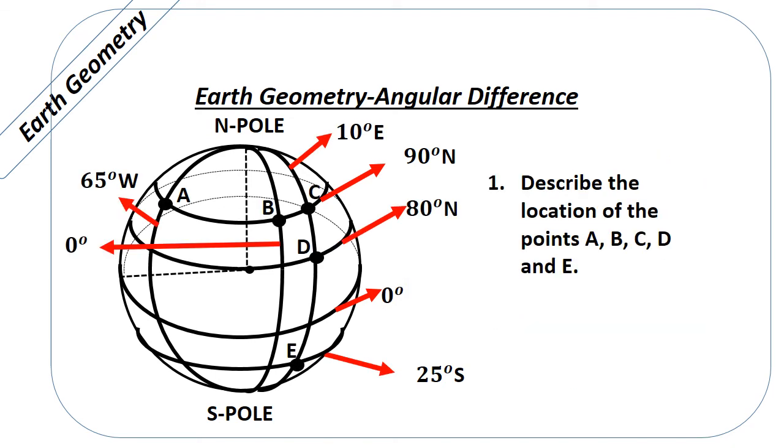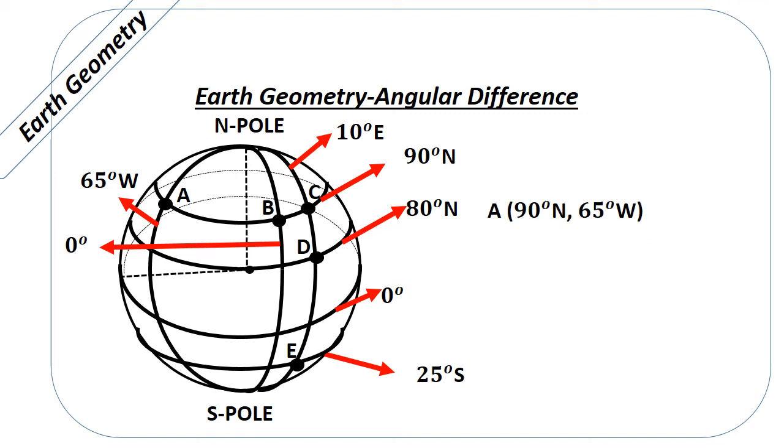So let's do this exercise. I've got these points A, B, C, D, E. The question is, describe the location of the points A, B, C, D, and E. So the question wants us to just state the location, as simple as that. We start with the latitude value, then we get the longitude value. So for A, it's simple. A is here. What's the latitude? The latitude is this one, which goes left, right. If we follow, it's 90 degrees. Then the other line that passes through A is the longitude, which is 65 degrees west. So it's 90 degrees north, 65 degrees west.